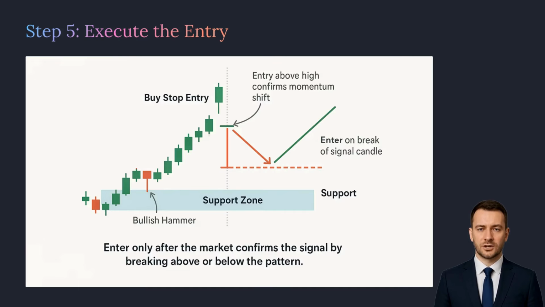Sometimes traders enter at market as soon as the signal candle closes in their favor, but placing an entry trigger a few pips beyond the candle can avoid getting in on a false signal, a failed pattern. In either case, you now have a logical setup. The market structure suggests the trend may continue, the price is at a value area, and the candle pattern indicates a turn in the right direction.